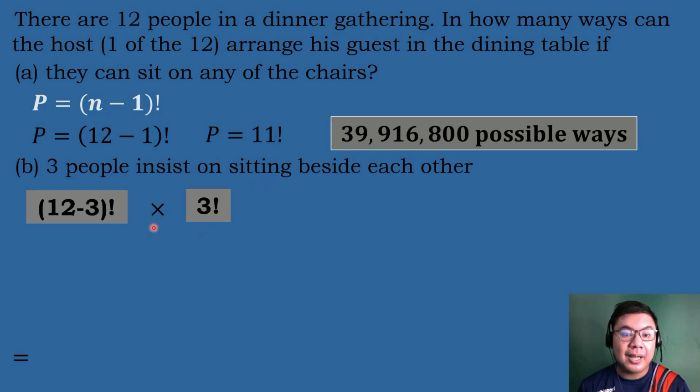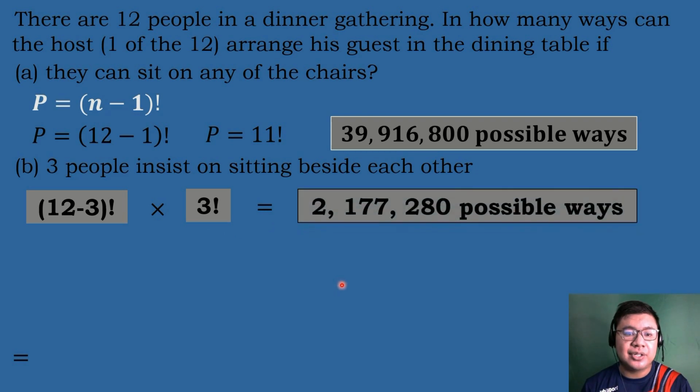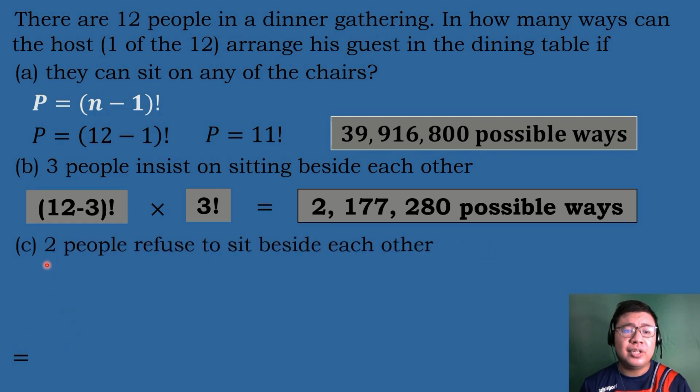And then we will multiply it by 3 factorial. This 3 factorial is the arrangement of those 3 people. Even though those 3 people sit beside each other, those 3 persons can also be arranged, so we will also get their arrangement, and that is equal to 3 factorial. And then after that, we will get the answer. So 12 minus 3 is equal to 9. 9 factorial times 3 factorial is equal to 2,177,280 possible ways.